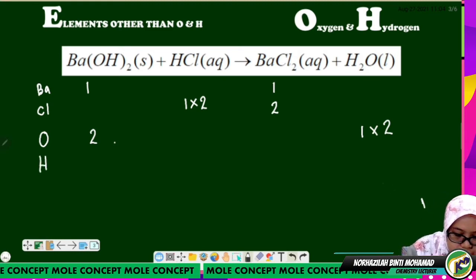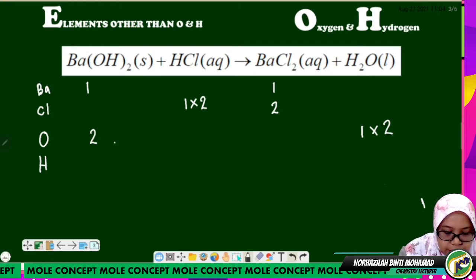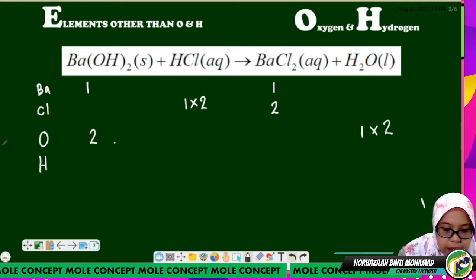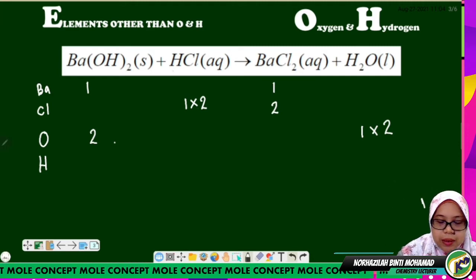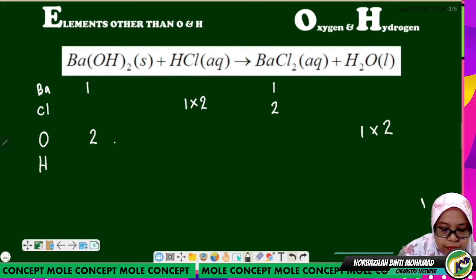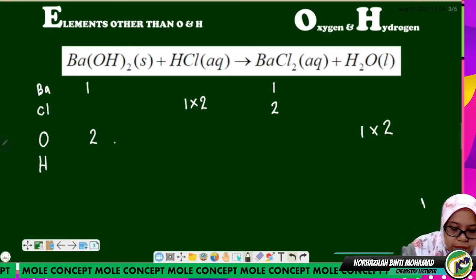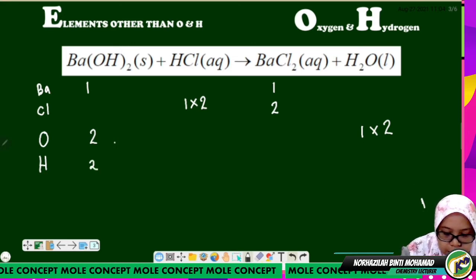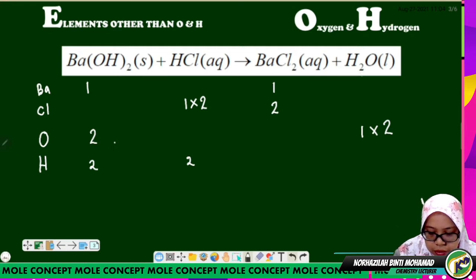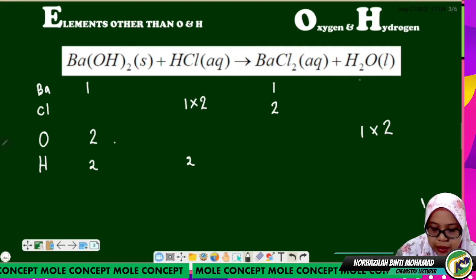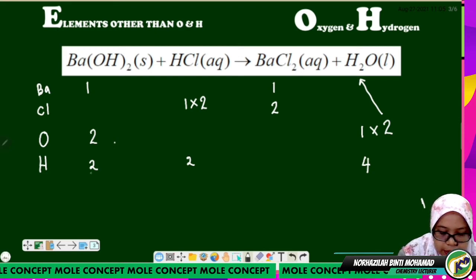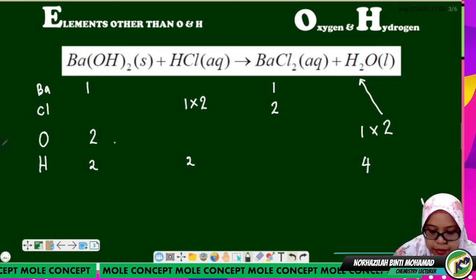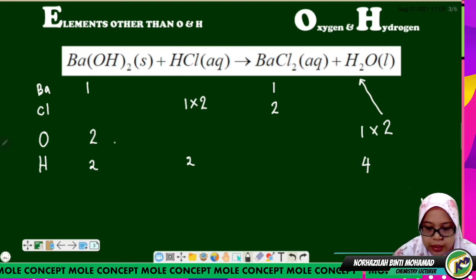So for hydrogens, right now on the reactant side we have two hydrogens from Ba(OH)2 plus two hydrogens from HCl, because we have multiplied the HCl by 2. So we have two hydrogen here, and two hydrogen here. And then on the right side we have 2 times 2 hydrogen, so we have 4. So the total hydrogen on the reactant side is 4, and on the product side is also 4. So the number of hydrogen has been balanced.